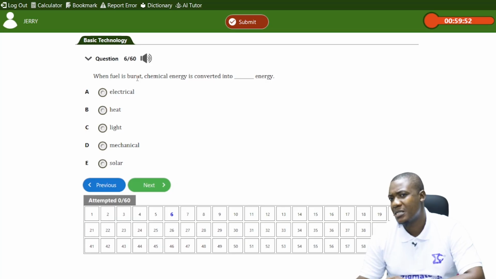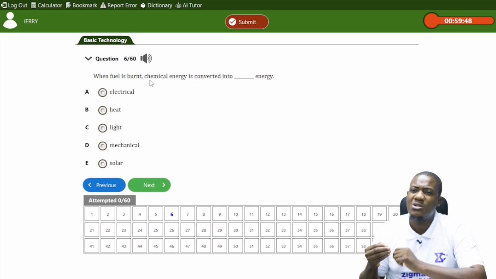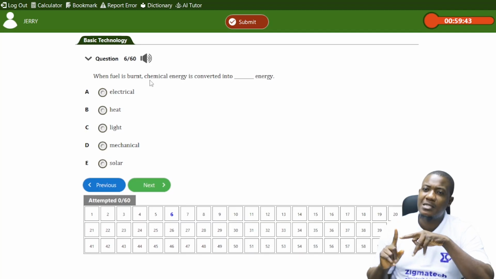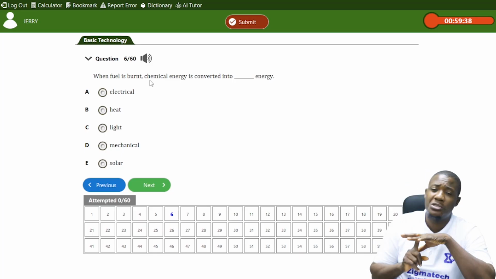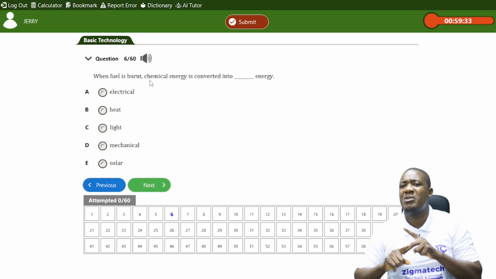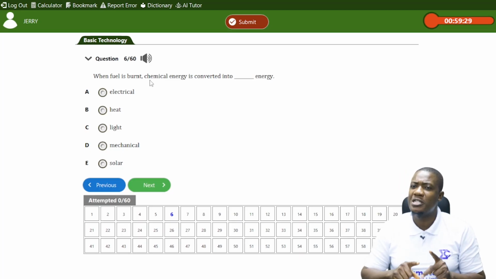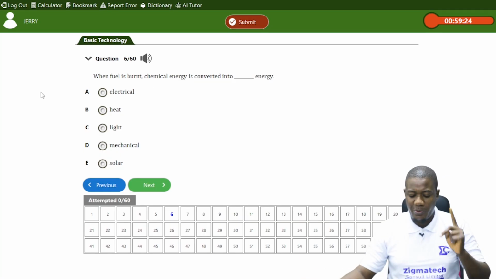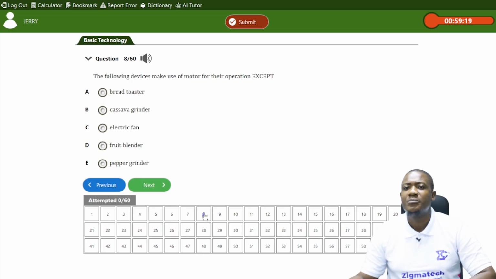When fuel is burnt, chemical energy is converted into dash energy. Fuel in this case can be kerosene, can be gas. Anything that can burn, that can combust, is called fuel. Alright? So if we have chemical energy that is in this fuel, if you burn it, it will convert the chemical energy into heat energy. Please take note of that. Very, very important to take note of it.